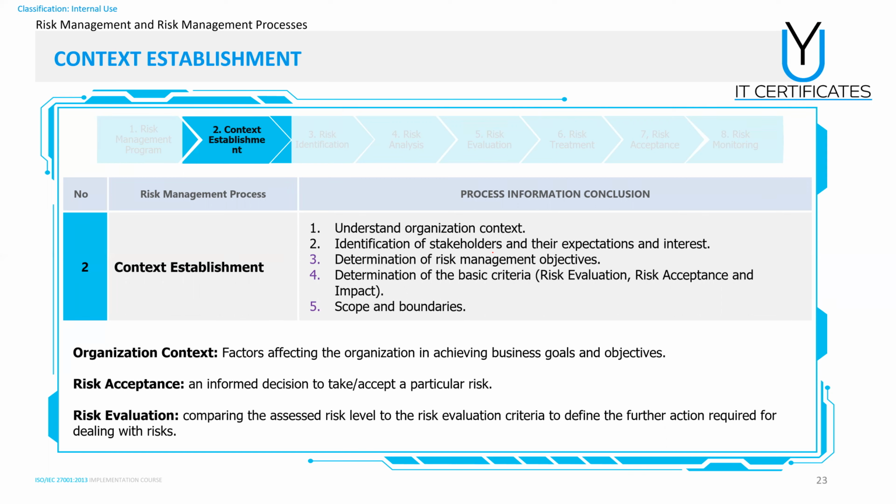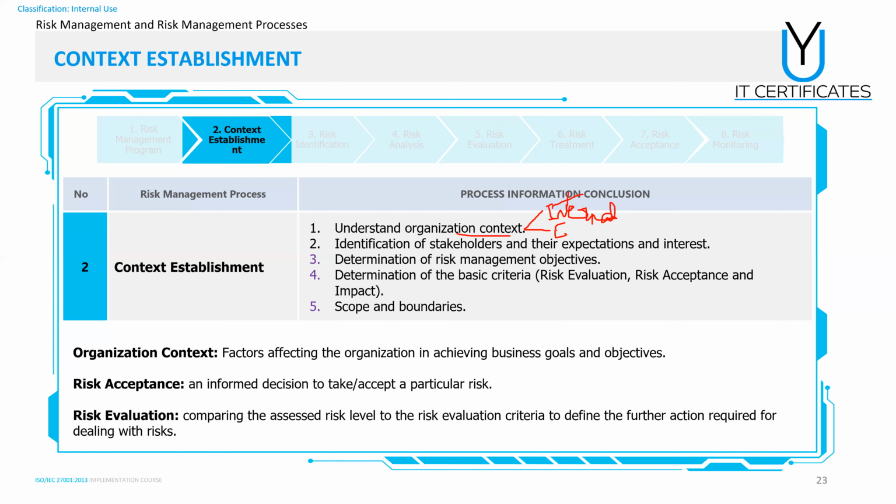Okay, so understanding the nature of the business is considered the main success factor in a risk management program. You have to understand the organization context. What is the organization context? The organization context is the factors which affect the organization in doing business in the market. Usually this is divided into two types: internal factors and external factors.